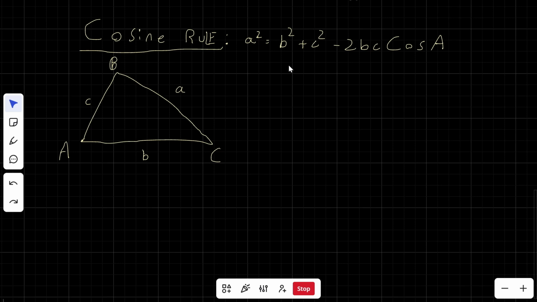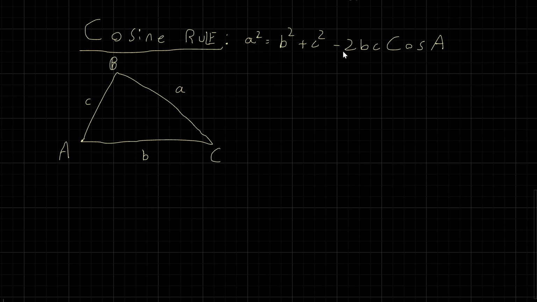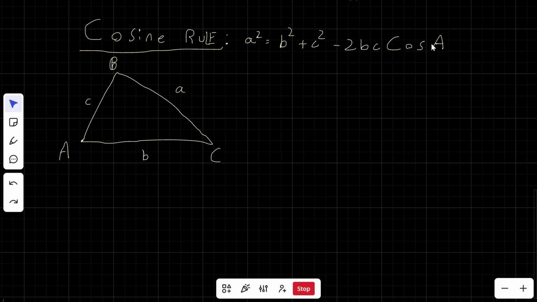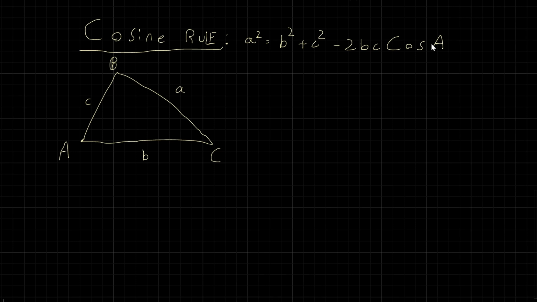Now the cosine rule is above, and it relates the lengths of a triangle to each other and a specific angle. Now what I'm first going to do here is show you where the cosine rule comes from. I'm going to prove the cosine rule to you.